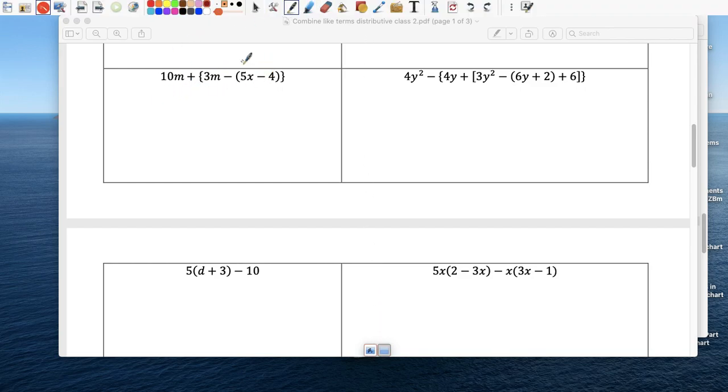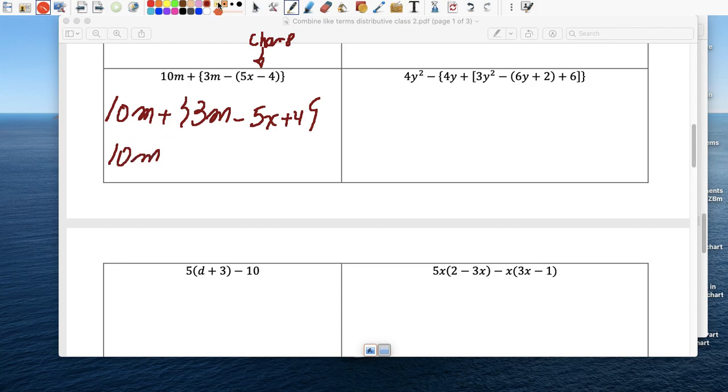Again, we're going to remove the parentheses and then the braces. There's an order to how we remove them. 10m plus braces 3m. Again, this will change: 5x minus 4 is going to be negative 5x plus 4. So remove the parentheses. Can I combine anything? No. Now I'm going to remove the braces. So 10m. And what's in front? In front of the braces is a plus sign.